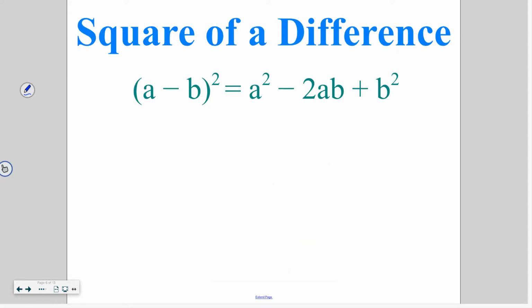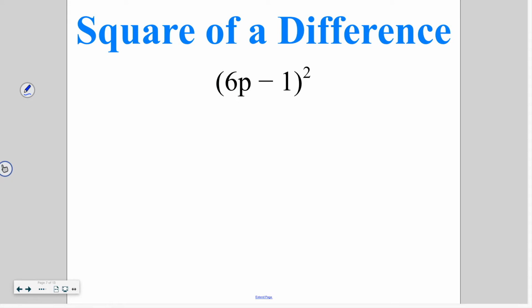Second case is very similar, but instead of being addition or the sum, we're now looking at the difference or subtraction. So it's the exact same process, but now, since you'll notice, this middle term is being subtracted. That's because we're going to do a times negative b times 2, which is giving us that middle term being negative. So, for example, I've got 6p minus 1 squared.